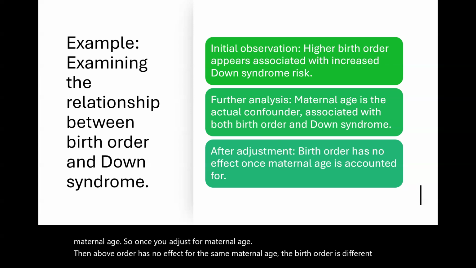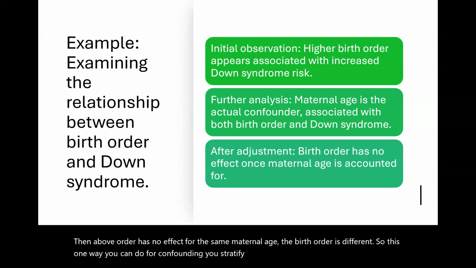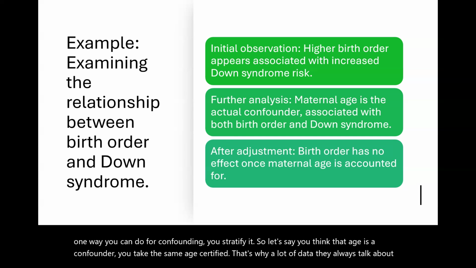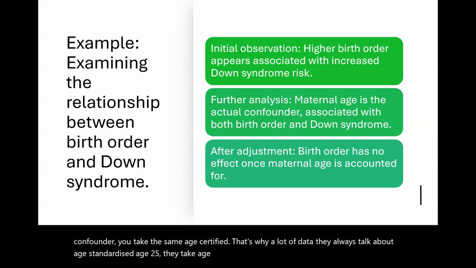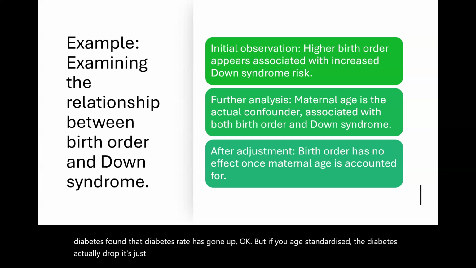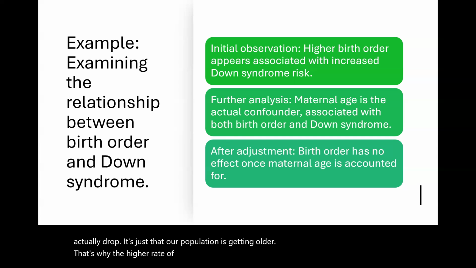So this is one way you can deal with confounding. You stratify. Let's say you think that age is a confounder. You take the same age, stratified. That's why in a lot of data they always talk about age standardized, age stratified. Let's take age away. Another example is diabetes. It was found that the diabetes rate has gone up, but if you age standardize, the diabetes rate actually drops. It's just that our population is getting older, so there's a higher rate of diabetes. After you stratify for age, there's no more effect. Any questions?